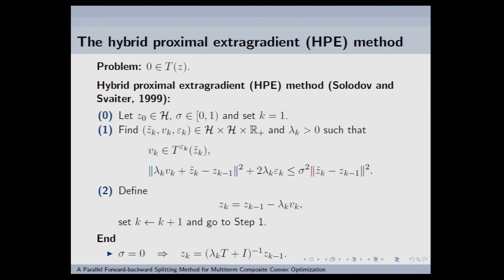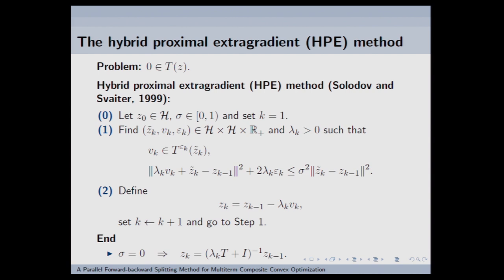The motivation for this extragradient step is the Korpelevich extragradient method for variational inequalities. So it's somehow related to this Korpelevich contribution. And of course, if sigma is zero, then lambda is zero because this is positive, and this is zero, so we have the exact proximal point method when sigma is zero. We will cover the exact method.